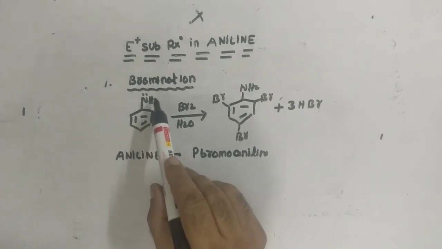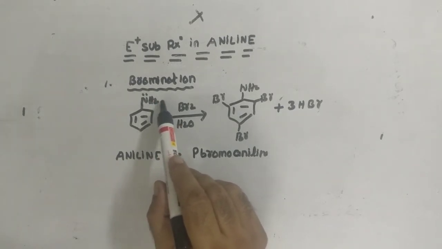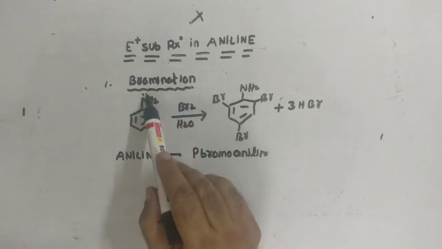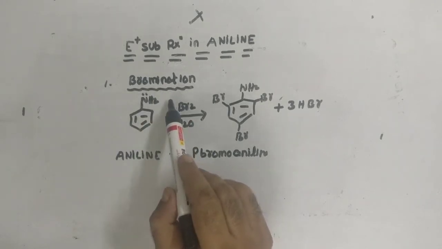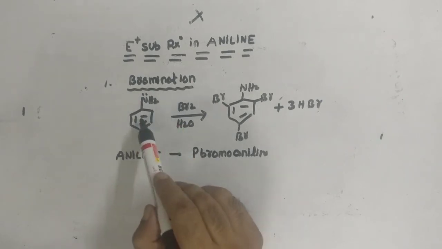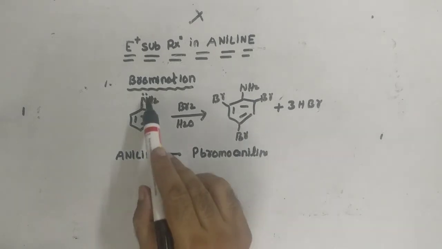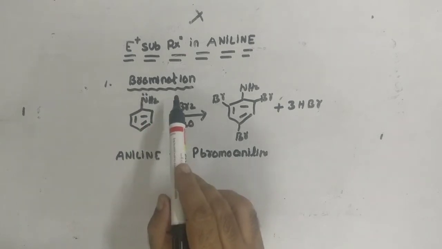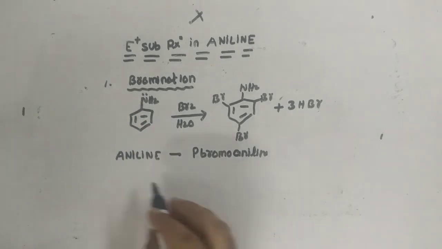What we'll do? Over here we are going to put a group, which is going to pull away the electrons of the nitrogen. If that group pulls away the electrons of the nitrogen, the ability of the electrons to go towards the ring will decrease and the activation will decrease. So let's see how we pull the ear of the nitrogen. Ear means the lone pair of electrons. How do we pull away the lone pair of electrons of the nitrogen? So we have to convert aniline to parabromoaniline.